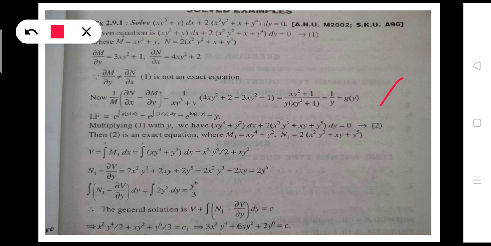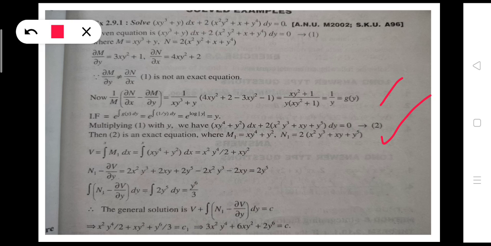Now multiplying the given equation by the integrating factor y, we have (xy^4 + y^2) dx + (2x^2y^3 + xy + y^5) dy = 0. This is called equation 2.